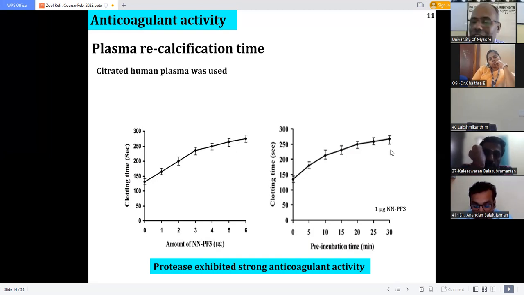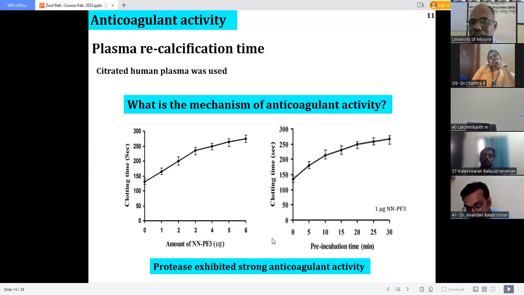And this is the time-dependent effect. We took the plasma and pre-incubated it with our enzyme. We used 1 microgram of our enzyme and incubated for different lengths of time: 5 minutes, 10 minutes, 15 minutes, 20 minutes, 35. As the time progresses, we can see the plasma coagulation is inhibited. Thus, our protease exhibited strong anticoagulant activity. It inhibited the plasma coagulation process.